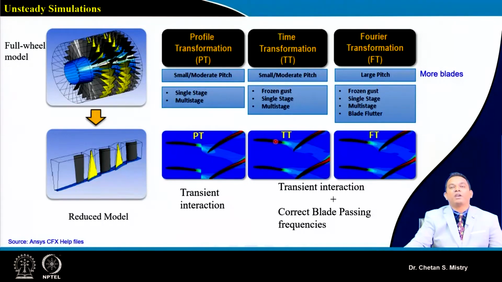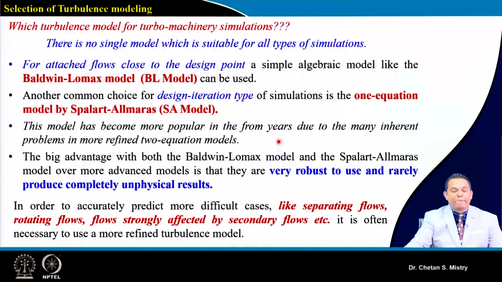Now for this time scale there are different laws that are applicable, and the time scale we select will be based on the rotational speed of our rotor. The next term comes in terms of the selection of different kinds of turbulence models.